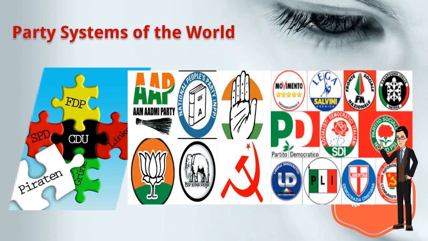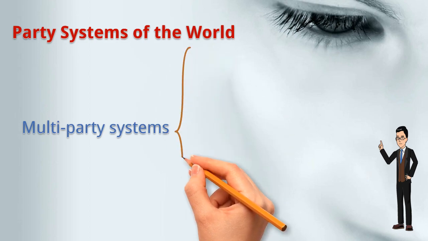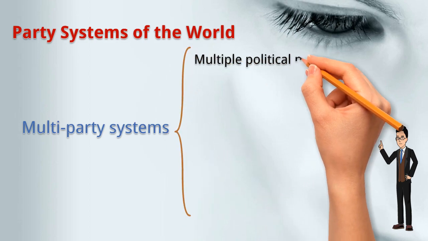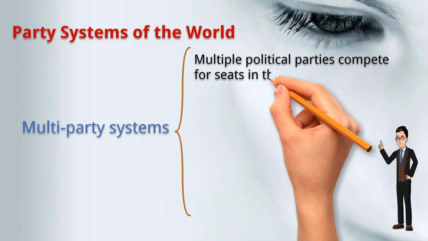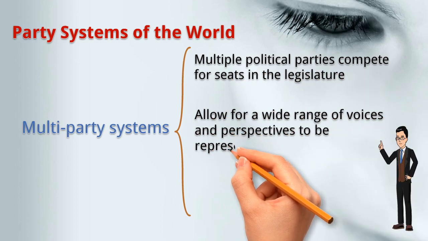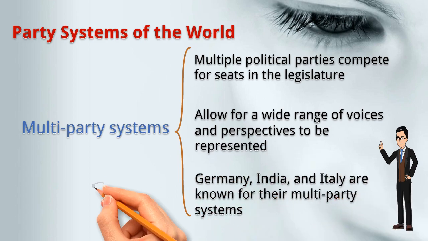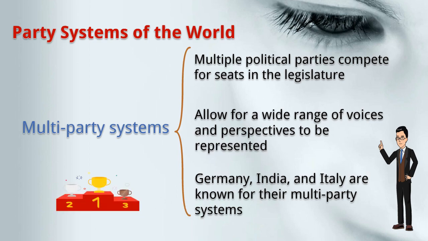Multi-party systems are prevalent in many democracies around the world. In these systems, multiple political parties compete for seats in the legislature, and no single party typically holds a majority. This diversity of parties allows for a wide range of voices and perspectives to be represented in the political process. Countries like Germany, India, and Italy are known for their multi-party systems. In such systems, coalitions and alliances among parties are often formed to establish majority governments or to negotiate policy agreements.